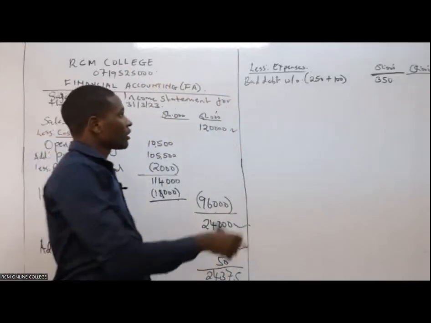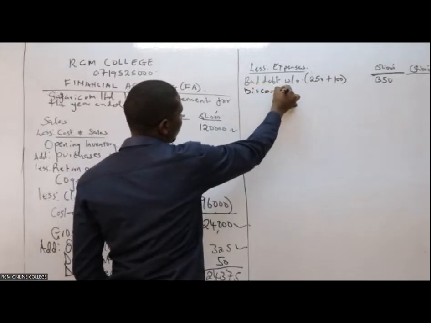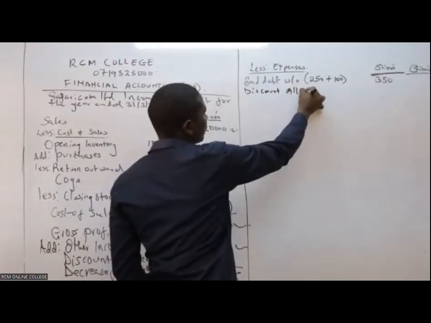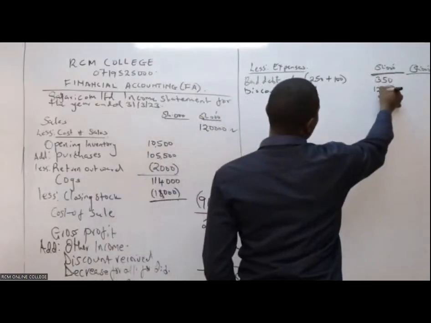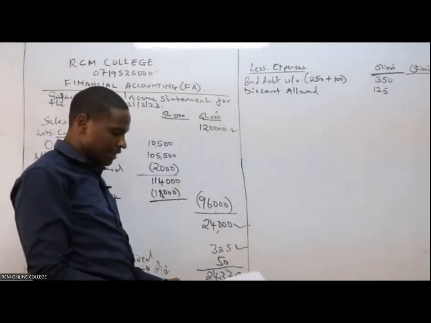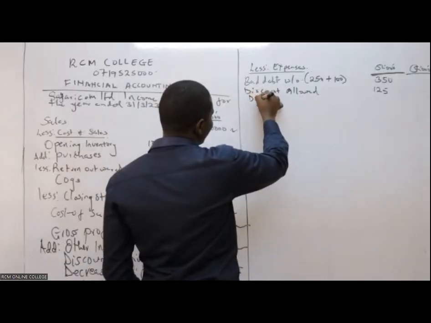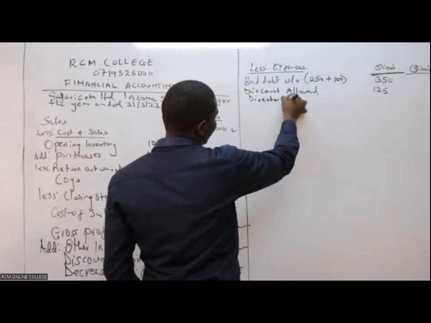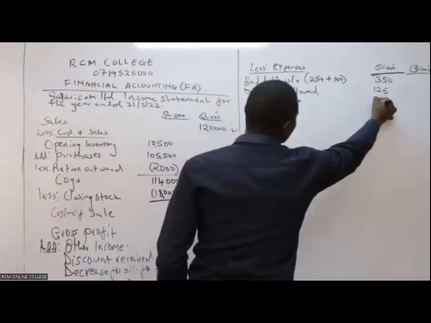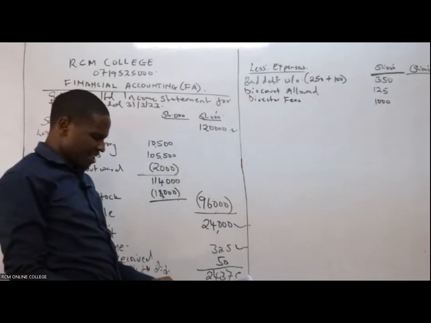Then discount allowed, of course this one we said, discount allowed, that is an expense. Discount allowed is 125. Who can identify any other? Director's fee, this is another one, a direct one. Director's fee, 1,000. This thing was easy. Any other?